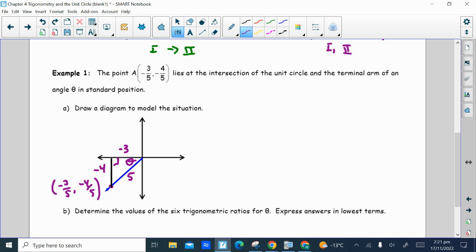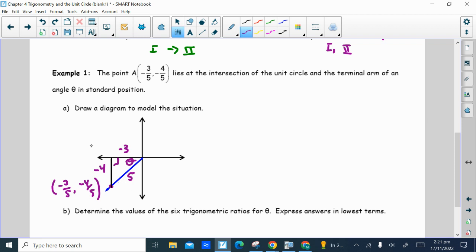The other way to look at this, you could say, well, if point A has coordinates negative 3/5 first, that means you're going to go negative 3/5 units to the left, and you're going to go 4/5 units down. So instead of this side being labeled negative 3, it would be labeled negative 3/5. Instead of this side being labeled negative 4, it would be labeled negative 4/5. And then the hypotenuse would be 1 because it is a unit circle.